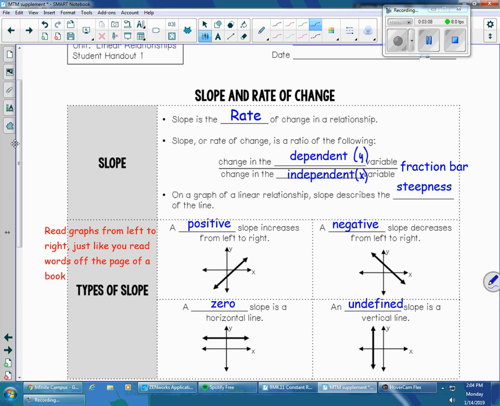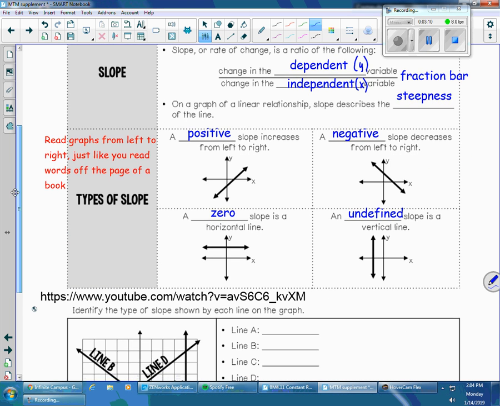Now, I'm going to try to show you a video of something called Slope Dude, and I'm hoping it's going to work. I've never done this before on a video, so if it doesn't work, we'll find out very shortly, won't we? So let me try to show you Slope Dude really quick.